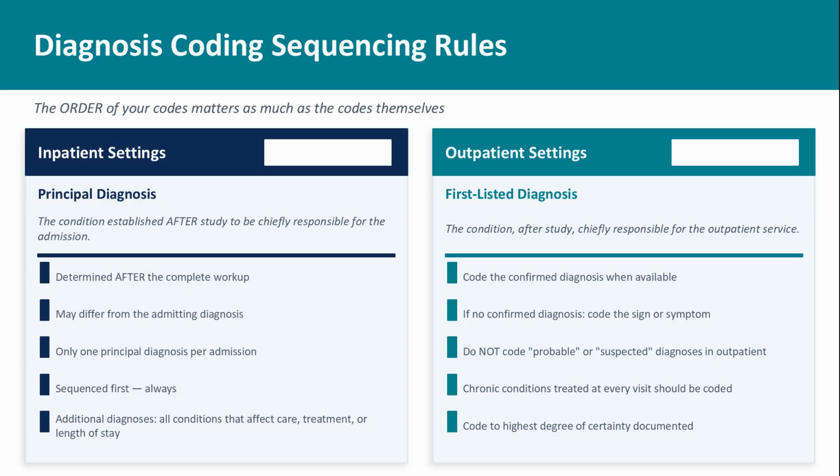This is the opposite of inpatient, where you can code probable or suspected conditions. This distinction, probable diagnoses in inpatient yes, in outpatient no, is one of the most frequently tested points on the CPC and CCS exams. Mark it in your notes right now.